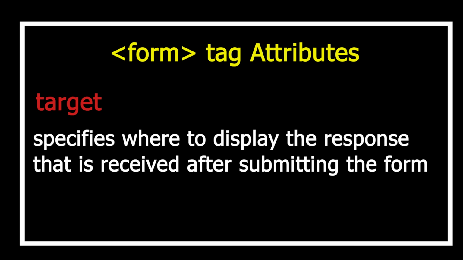Then we also have the target attribute. The target attribute specifies where to display the response that is received after submitting the form. Remember, we've used targets with the anchor tag, where the target can be _blank, meaning if you click on that link, it will open a new tab. So in this form tag, the target specifies where to display the response when you're submitting the form, for example whether it will open a new tab. So you can use these attributes within the form tag to help you manipulate your form.